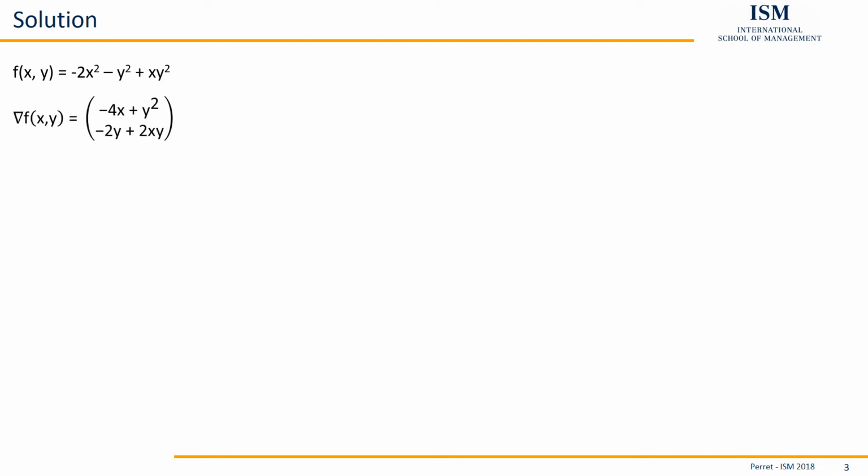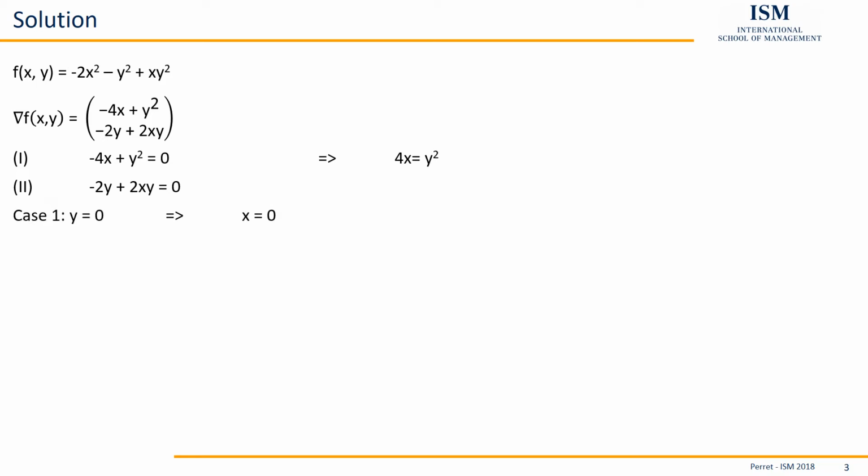This looks as follows. Then, to get our possible extrema, we set these two equations equal to 0, giving us for the first one minus 4x plus y squared equal to 0. This we can then reformulate to read as 4x being equal to y squared. And for the second one, we can do something similar. Here, first off, we set this equal to 0.